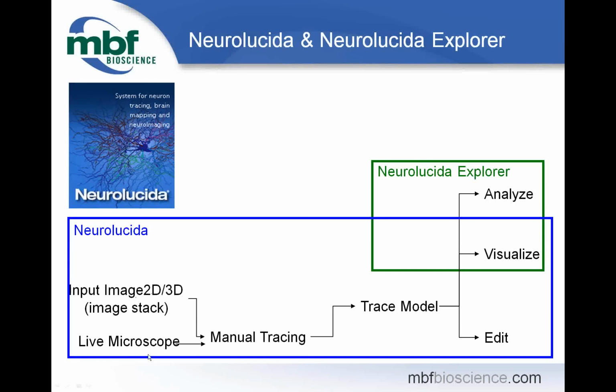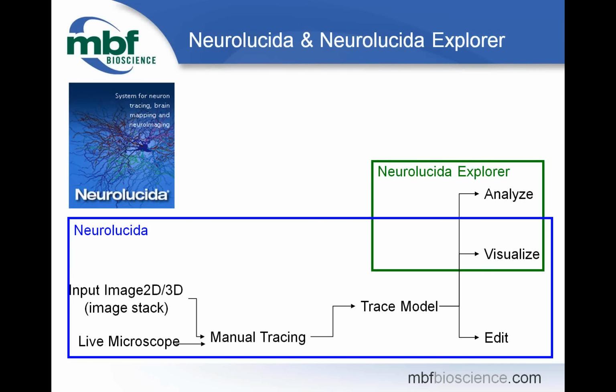So once you've made a reconstruction of the cell that meets your criteria and you're ready to analyze it, you can see that Neurolucida is the program for reconstruction. So you're going to either input your image by an image stack or trace live at the microscope, and you're going to be manually tracing to create a trace model, which you can edit using the new edit toolbar. Inside Neurolucida, you can visualize it with 3D visualization module. And in Neurolucida Explorer, you can analyze the data.